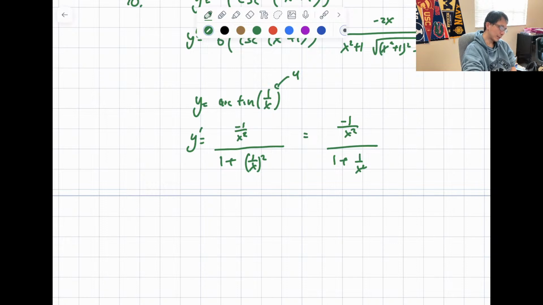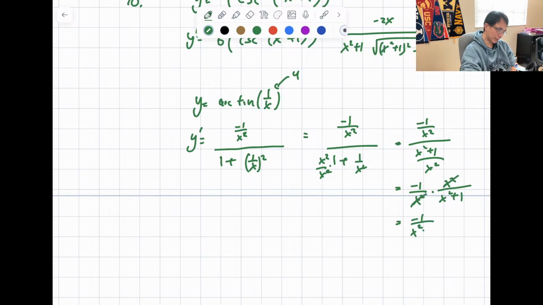So I need to combine fractions. I need to multiply by x squared over x squared. That is equal to negative 1 over x squared, over 1 plus 1 over x squared, which becomes negative 1 over x squared times x squared over x squared plus 1. Cancel out, and that's going to be negative 1 over x squared plus 1. And that's the final answer.